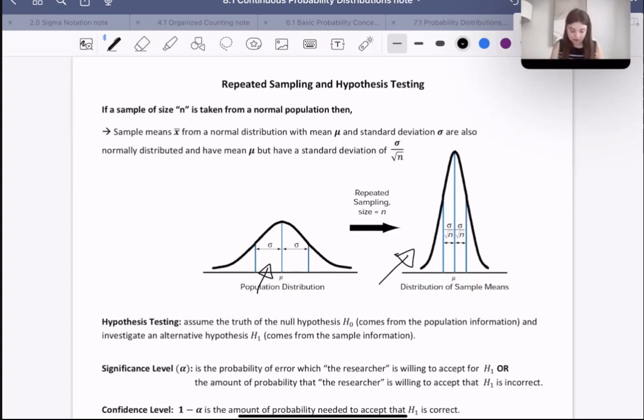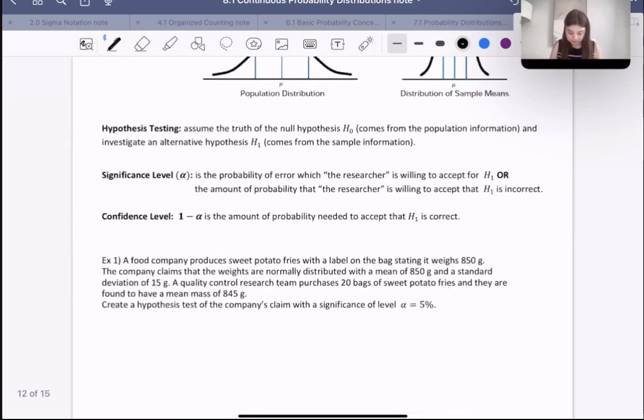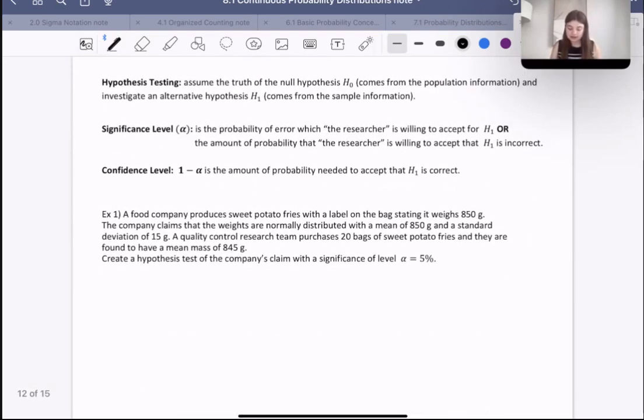Now let's talk about what is hypothesis testing. This is different from hypothesis testing in science class. This is a new type of hypothesis testing that has to do with statistics. Basically, hypothesis testing is to assume the truth of the null hypothesis, which is H0, and that comes from the population information, and then investigate an alternative hypothesis, which is H1, or sometimes people say HA as well, and that comes from the sample information.